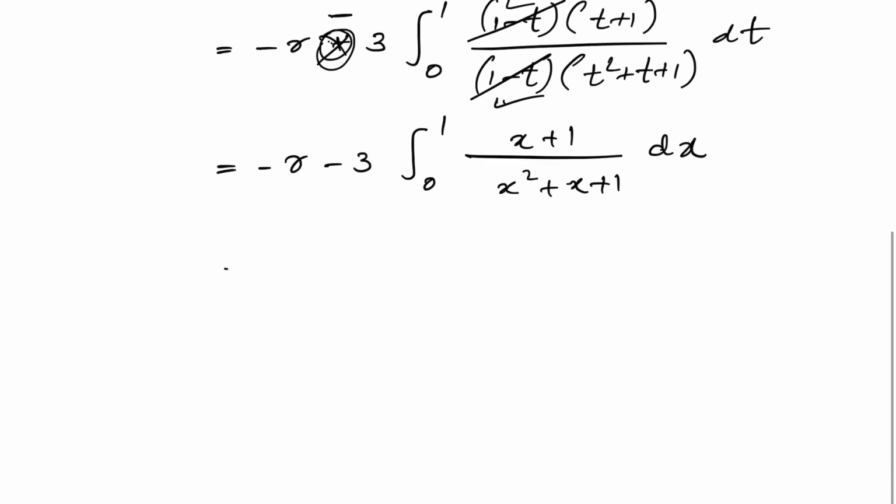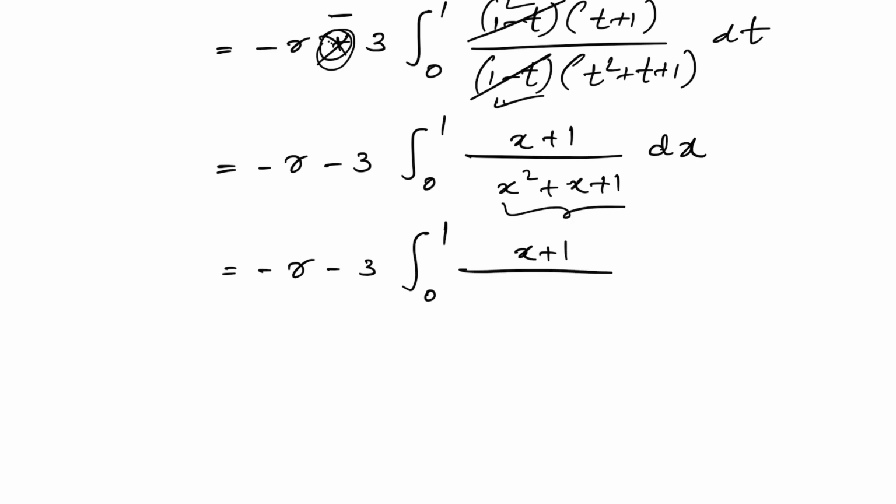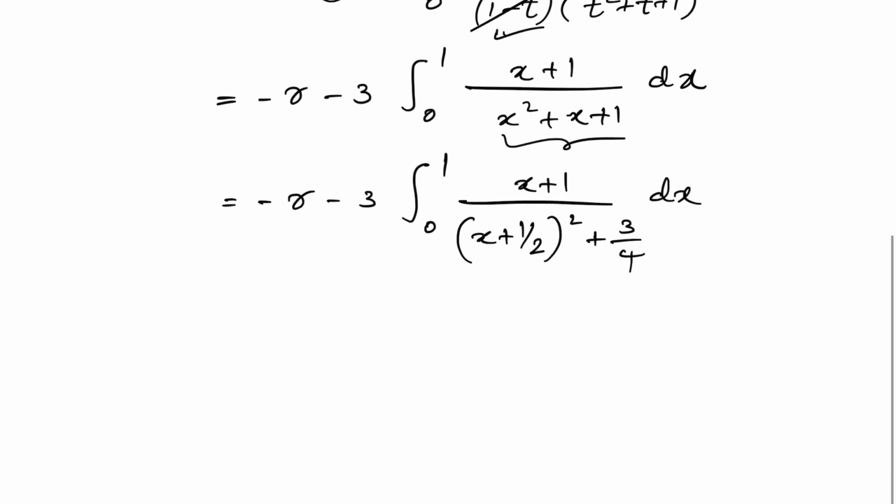Then we have to evaluate this integral from 0 to 1. Now in the denominator x squared plus x plus 1, this part we can write as a perfect square: (x plus 1/2) squared plus 1 minus 1/4, so 3/4, and here dx. Then I'm going to take another substitution. x plus 1/2 is equal to u. Then we know dx is equal to du.